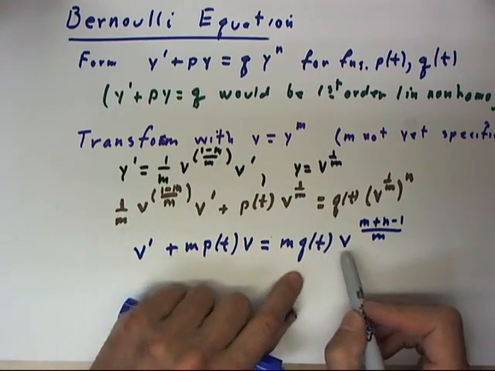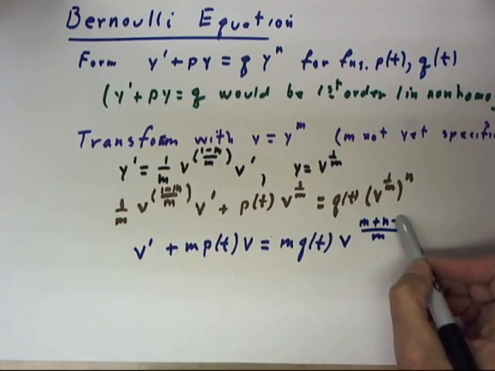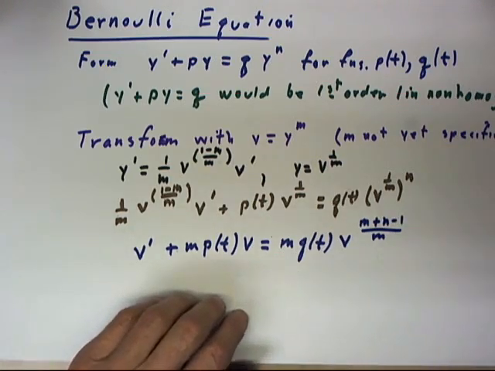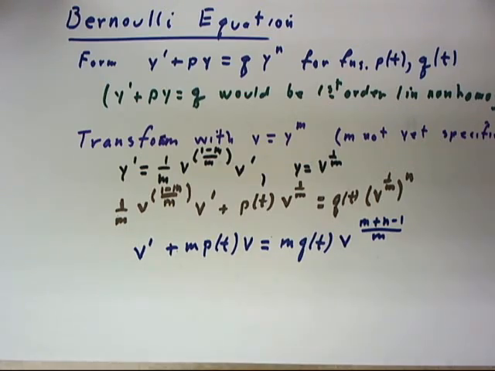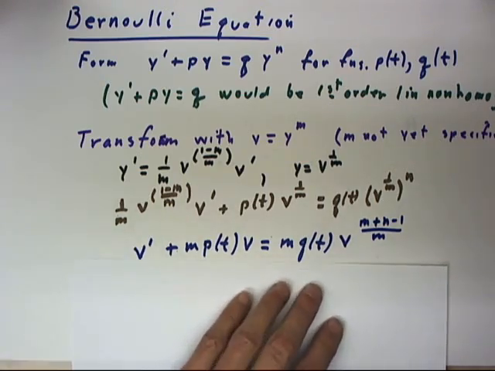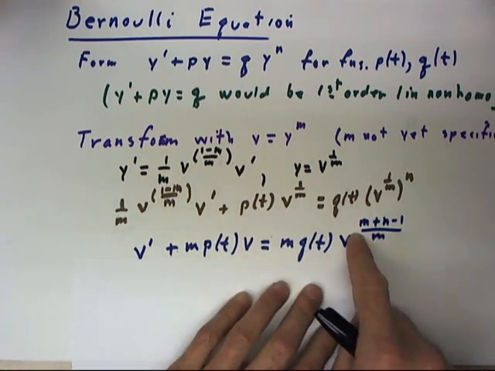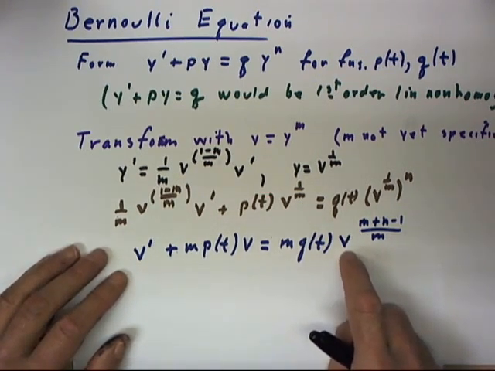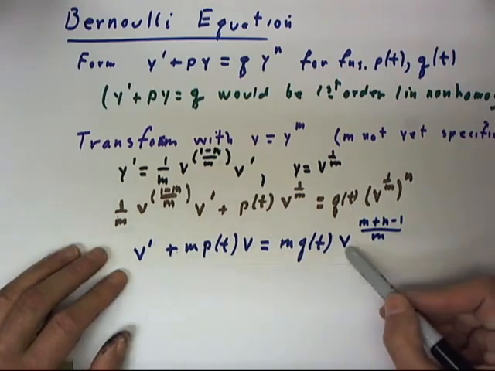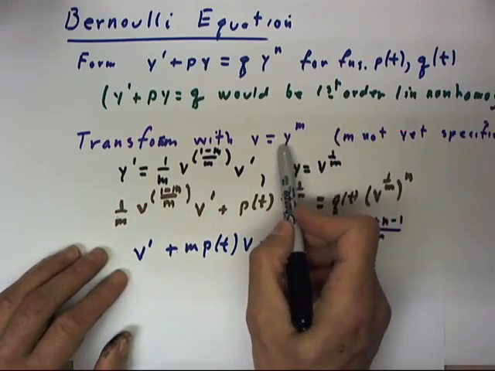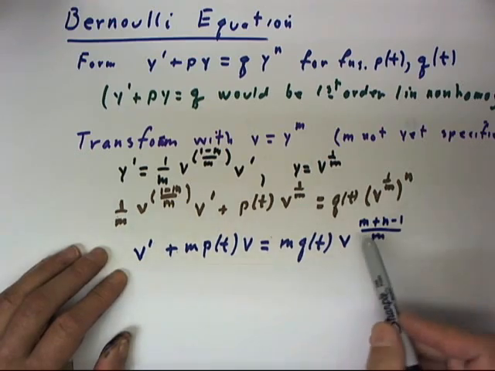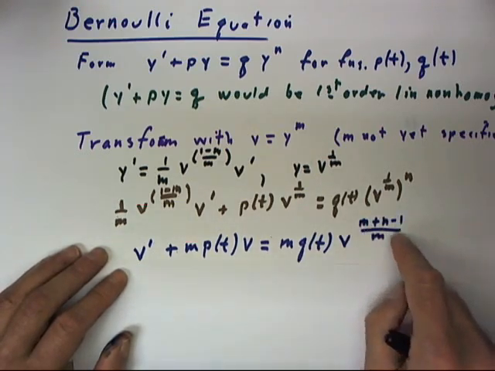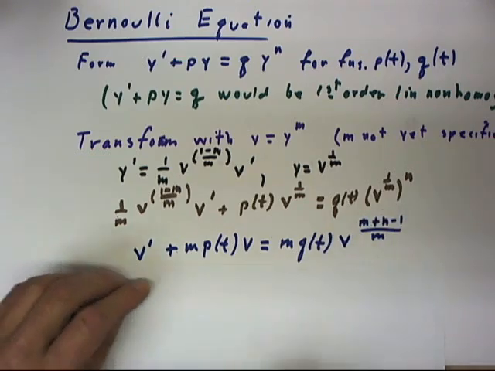The problem is this thing still has a v to some power here. So what are we going to do about that? Well, wouldn't it be nice if this thing would just go away? And is there a way we can make it go away? Well, yeah, we can make this go away. Remember that m was not yet specified. M can take any value, including the value that makes this exponent 0.